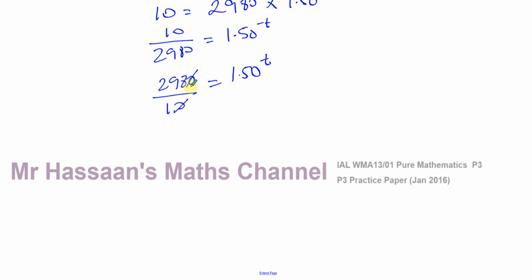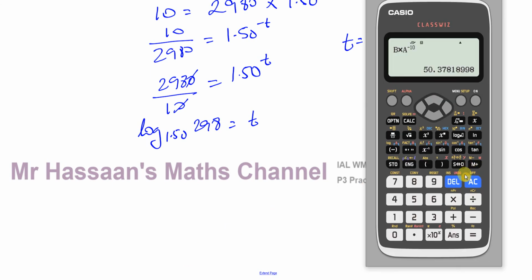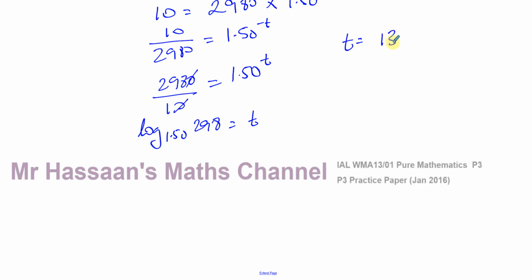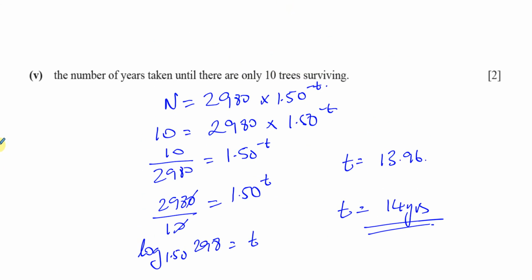Therefore, I can now take the log to the base of 1.5 of both sides. If I take log to the base of 1.50 of this side, and I take it of this side, I'll end up with T on this side. So T is equal to log to the base of 1.50 of 298. I'll say log to the base of, that's our A, and I'm going to have 298. That will give me my answer, which is 13.96. So you can say about 14 years it will take for the number of trees to reach 10.